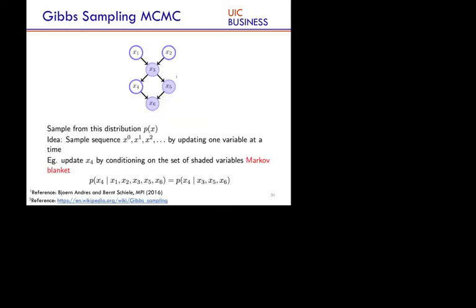So the Gibbs sampling version of the problem is as follows. Let's say we want to look at this graph, this directed probabilistic graphical model. It has 6 variables, right? And let's say we want to sample.